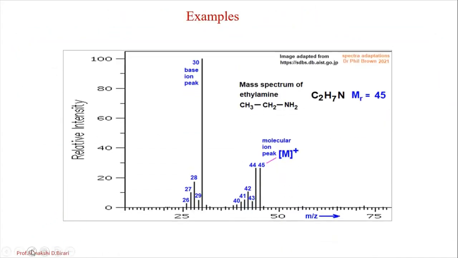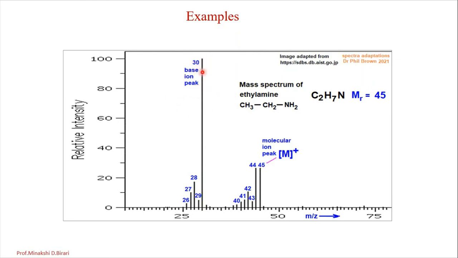Now it is the mass spectrum of ethylamine, as we have studied. In ethylamine, fragmentation occurs and a fragment ion is formed with M by Z value 30, CH2=NH2+. That will show the peak, and that is the base ion peak, with 100% relative abundance. So that is the largest or tallest peak observed in the mass spectrum of ethylamine.